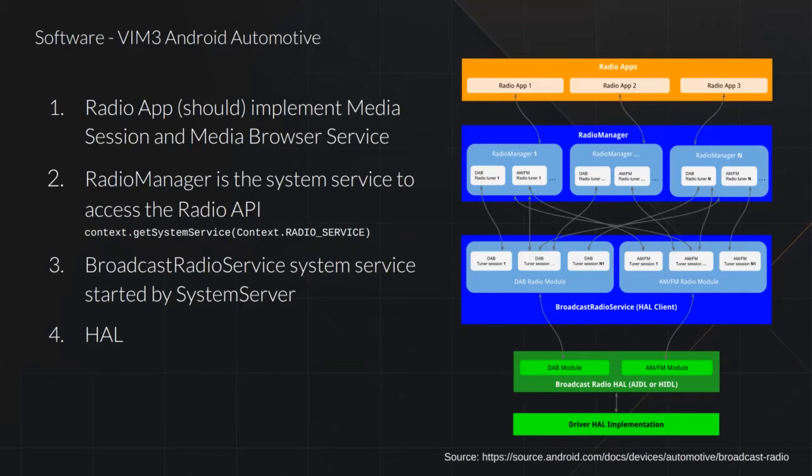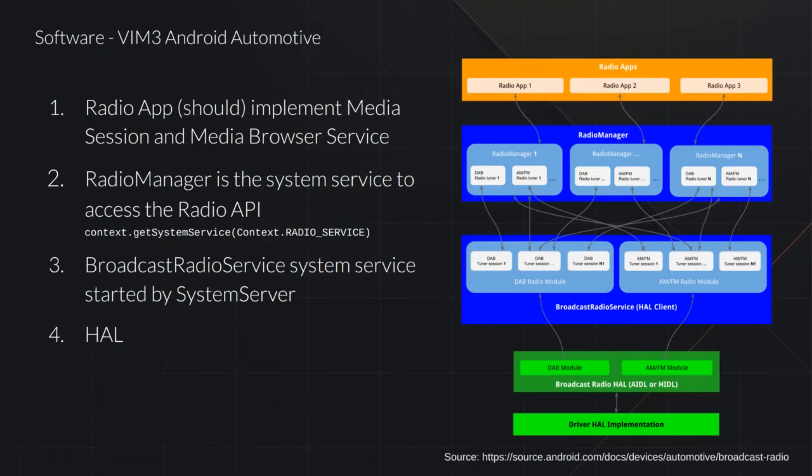Here we go. On the right side, you can see a graphic that I actually took from the Android automotive documentation. It displays nicely the layers. At the top, you got the radio apps. Then they access the radio via a system service, the radio manager. You can receive it via context get system service. And the radio manager again talks with the broadcast radio service.